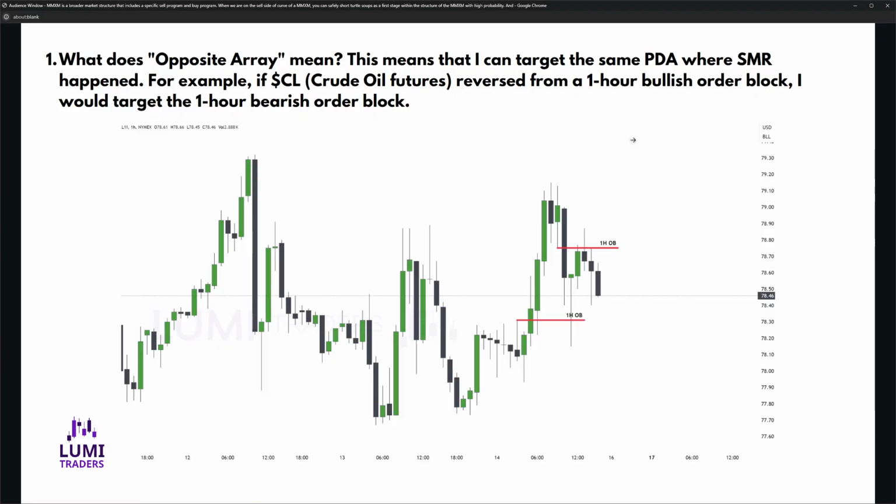Okay, what does opposite array mean? This means that I can target the same PDA where smart money reversal happened. For example, if CL, it can be any other instrument, I just wanted to use different examples from different instruments. If CL reversed from a 1 hour bullish order block, right here, we got reversal. I would say exactly from the mean threshold of this order block. I want to target the opposite bearish 1 hour order block, which is right here. So this move up is going to be my buy program, buy side of the curve.